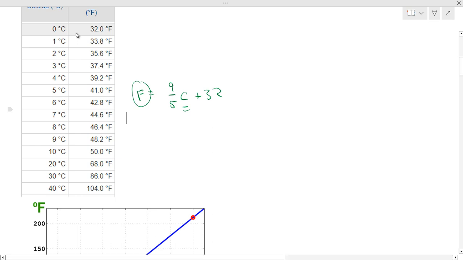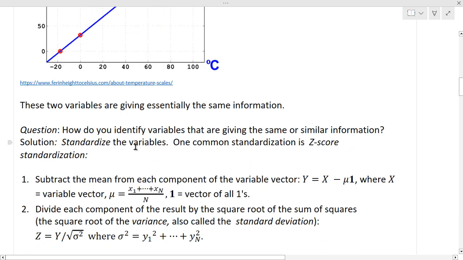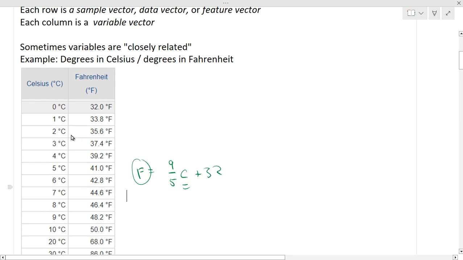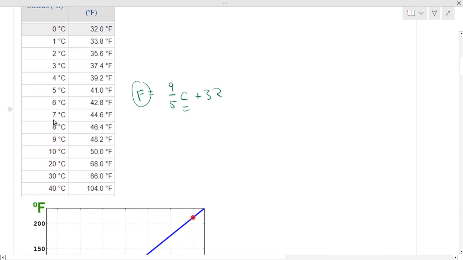So what can we do in this case? One solution is to standardize the variables. One common standardization is the z-score standardization. And here are the steps for doing that. Subtract the mean from each component of the variable vector. So y equals x minus mu times 1, where x is a variable vector, mu is the mean, and 1 is the vector of all ones. Well, let's do that, for example, up at this example. If I was going to standardize the first column, first I would have to find the mean of this column.